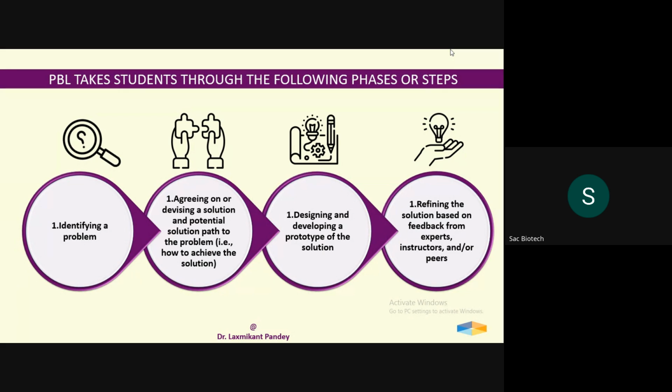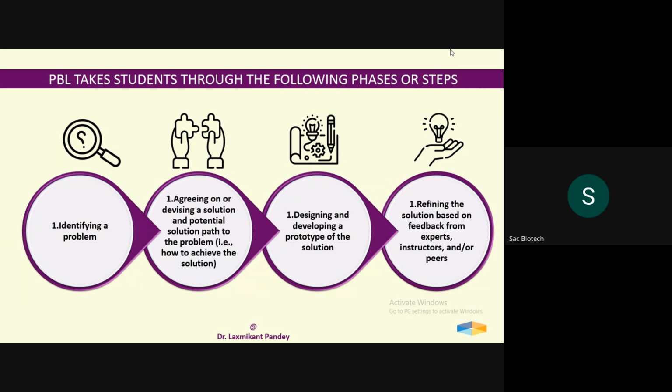And third is designing and developing a prototype of that solution. If we discuss that there are 3 or 4 pathways by which we can solve that problem, then out of those ways, he will design one prototype, a probable pathway for that particular problem. After designing a prototype, he will go for the last part, which is the feedback from the experts.